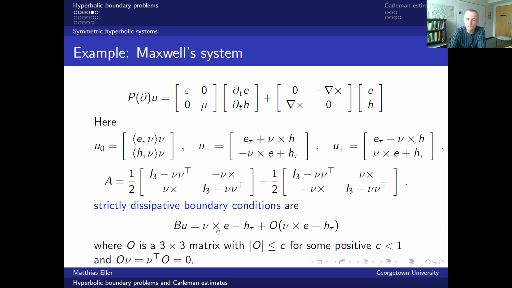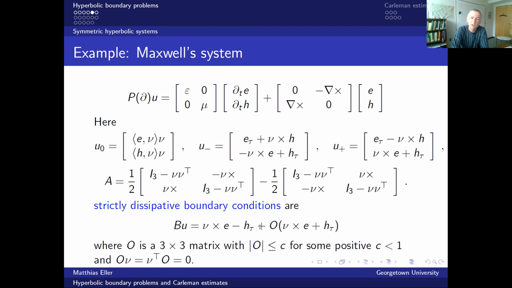So ν cross E, the tangential component of the electric field, minus the tangential component of the magnetic field, and then a matrix O, which has spectral norm strictly less than C, times something rather similar. This is the dissipative boundary condition. Of course, O could be zero. In that case I would get what they call the transparent boundary condition, which is also the first approximation of the Silver-Müller radiation condition.